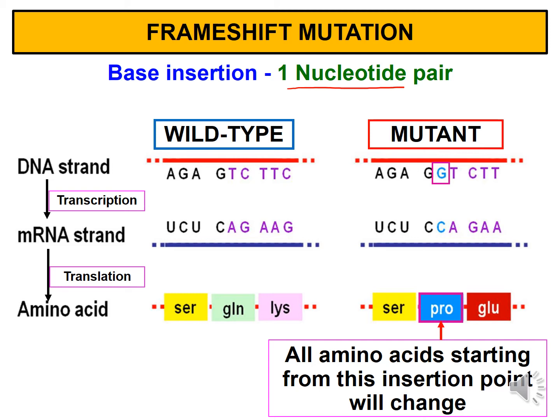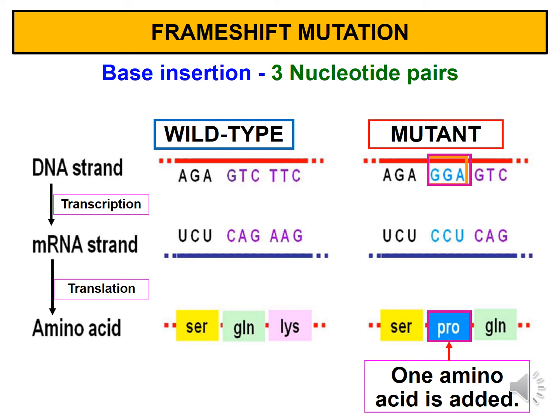By adding one nucleotide pair, the reading frame shifted. So this reading frame over here will be transcribed. AGA is still transcribed into UCU, but starting from the point of insertion, GGT is transcribed into CCA. Originally, it is transcribed as CAG, but now it is transcribed into CCA, which codes for the proline amino acid. So starting from the point of insertion over here, we can see that all the amino acids starting from the point of insertion will start to change.